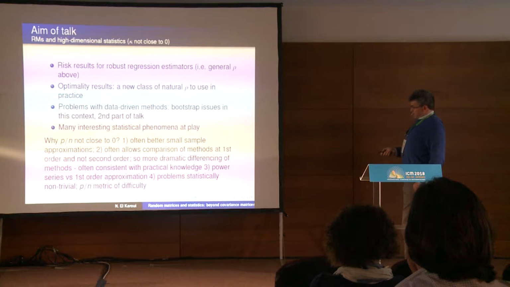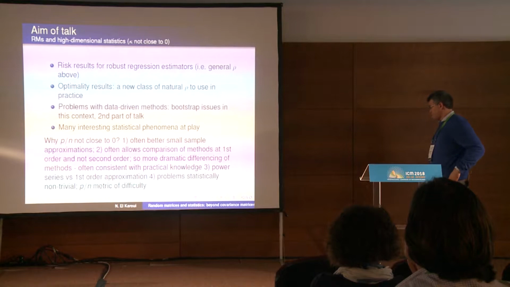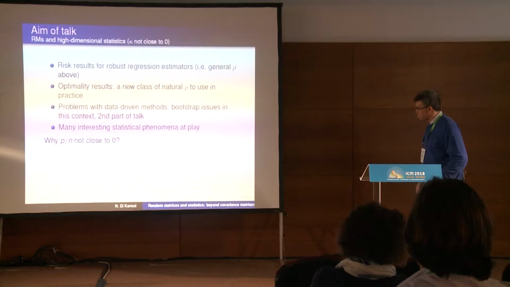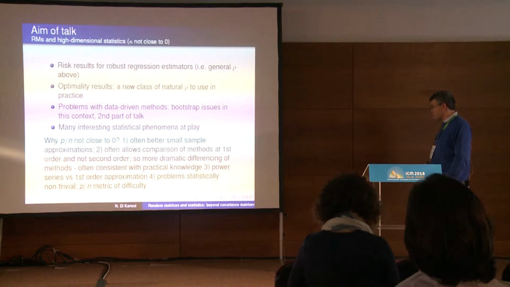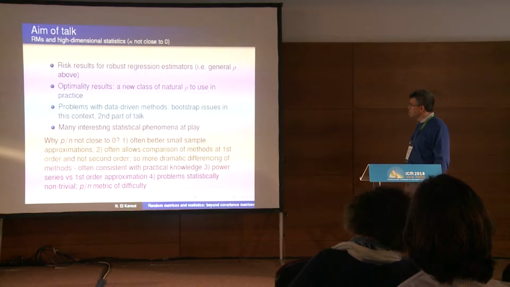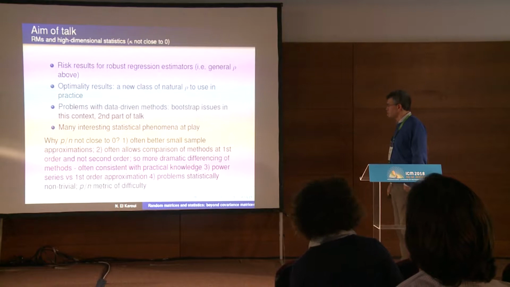Basically, by keeping p over n not going to zero, we're forced to do a power series expansion when we compute the risk of estimators. Okay, if I go back to the previous slide, if I had p over n close to zero, I'd stop at p over n, but by having p over n not going to zero, I'm forced to keep the denominator. So, of course, that is consistent generally with the first part. Okay, that's better approximations. And then the problems are statistically non-trivial, and p over n can be thought of as a metric of difficulty. The flip side of this is that some of the data generating models, I think, are very simplistic and have their own limitations, but I'll get back to this.